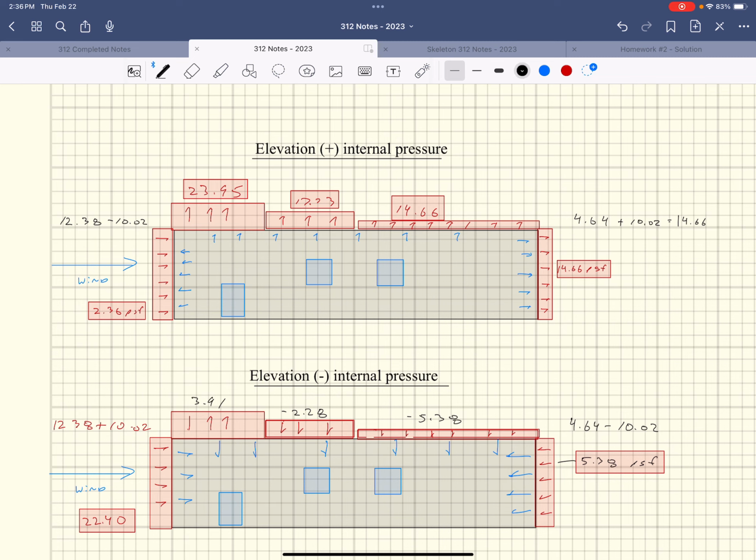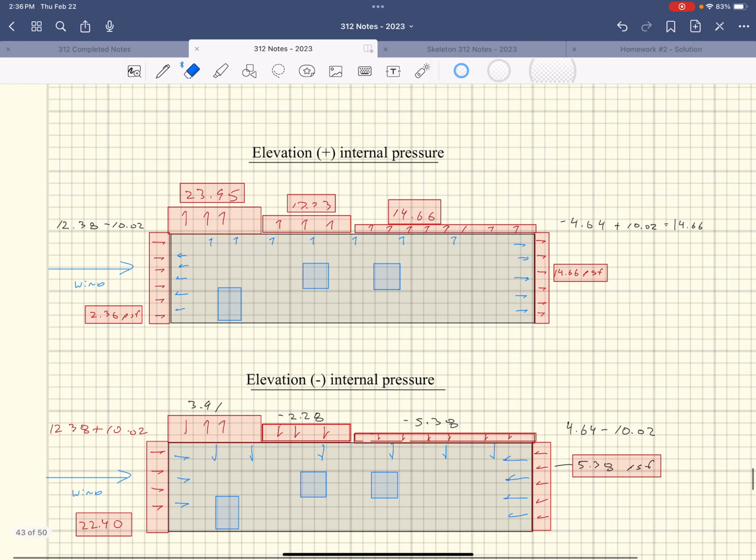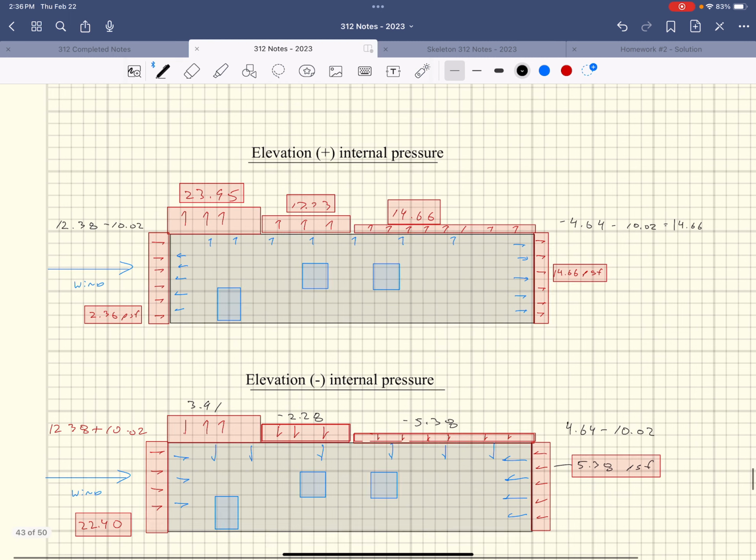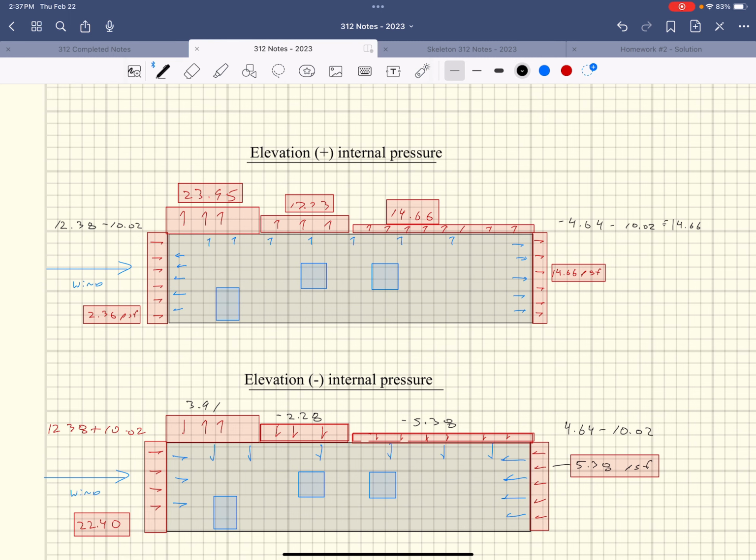Negative 4.64, just to be consistent there. Okay. And then negative 4.64 minus the internal pressure. The internal pressure is considered positive, right? So negative 4.64 minus the 10.02. That's a positive on the inside, but you're subtracting it according to that equation up above. So negative 4.64 minus 10.02, and so I get a negative 14.66, meaning that my resultant is going to be at 14.66, right?